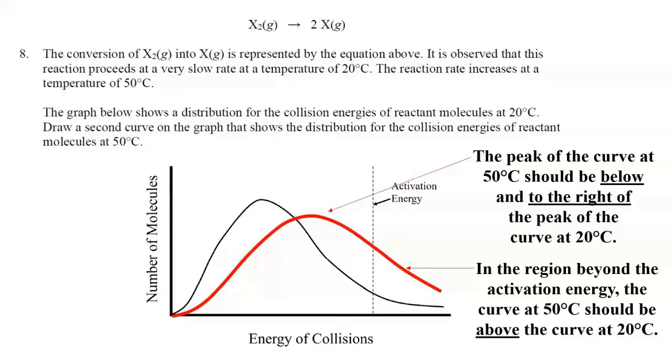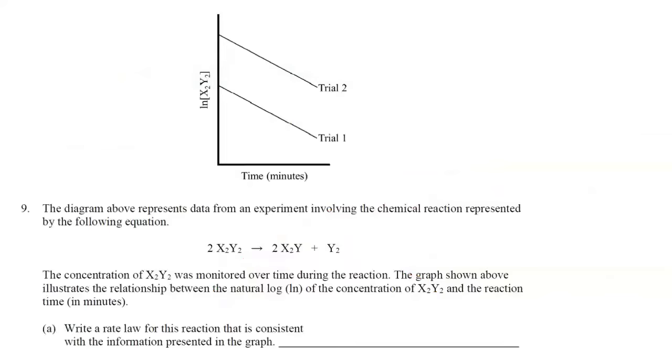All right, let's move on to question 9. In question 9, we are given a diagram that shows two straight lines, and they're labeled as trial 1 and trial 2. Also, we can take a look at the labels on the y-axis and on the x-axis. On the y-axis, it says natural log of concentration of a substance that is listed as X2Y2. X2Y2 is the reactant in this given chemical equation. And on the x-axis, it says time in minutes.